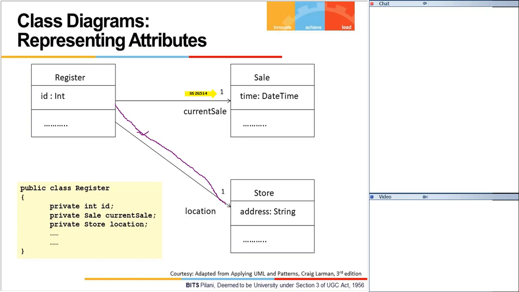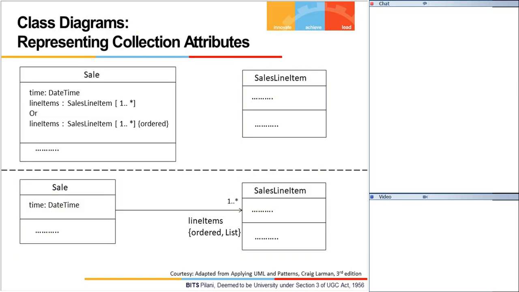There's one more example here. Okay, let's move ahead. So this is another example. How do you represent collection attributes? If you have an attribute which is a collection, say for example, an array of objects of another class, how do we represent it using the class diagram? So this is the way we represent it. The first way you can represent it is like this, right?